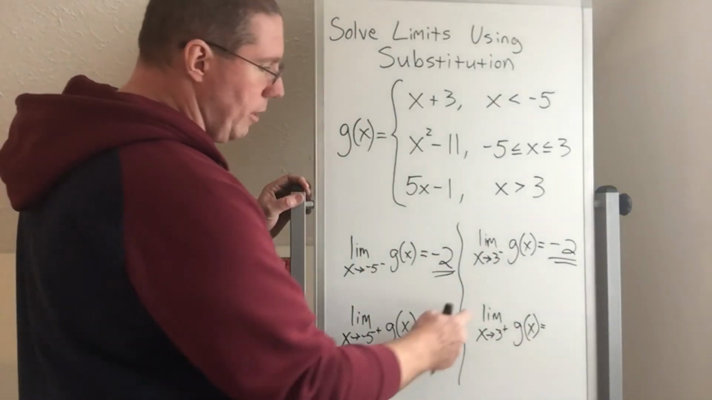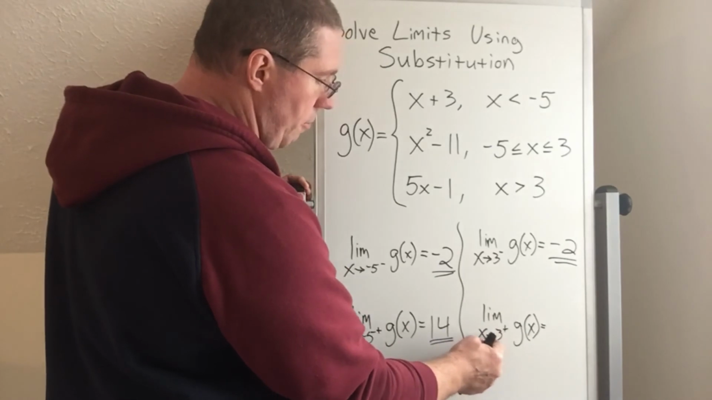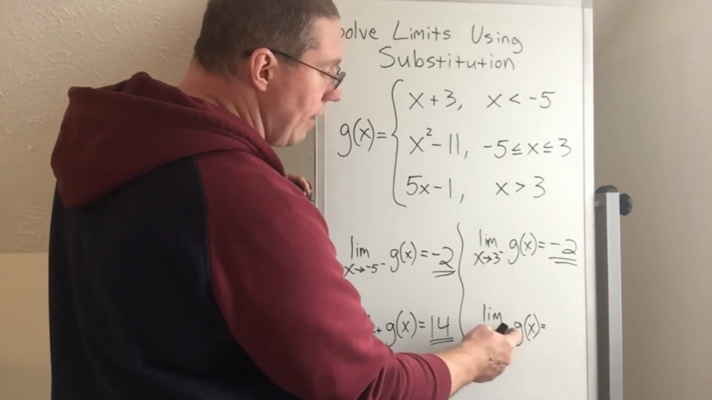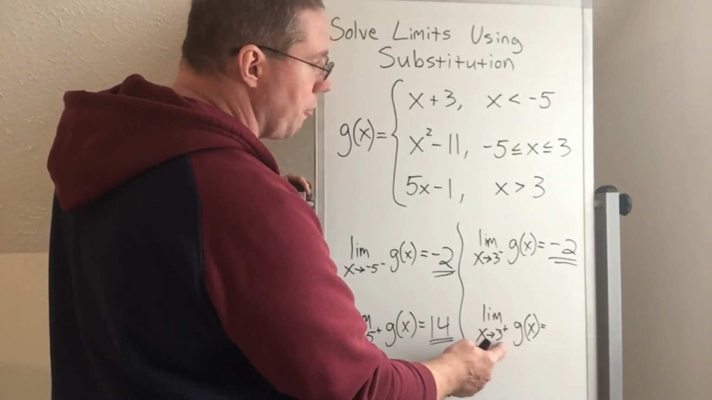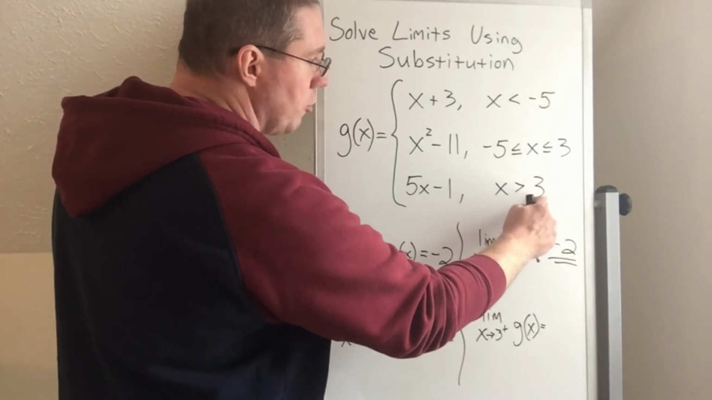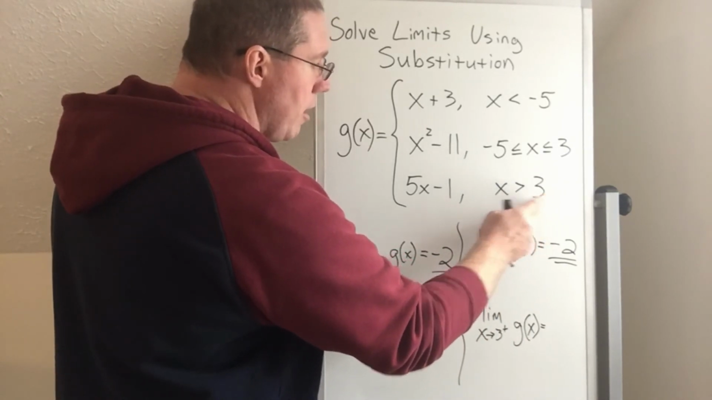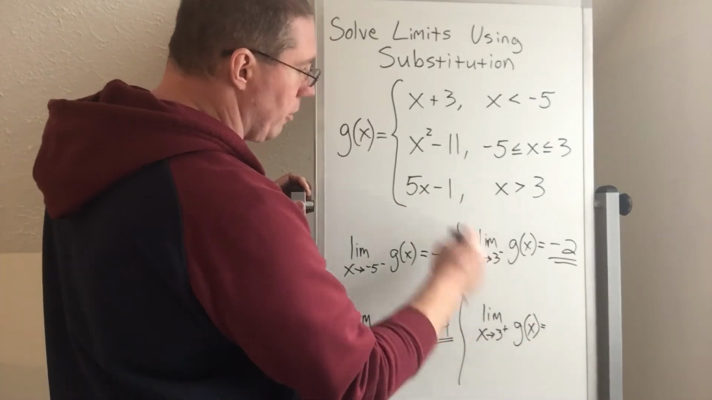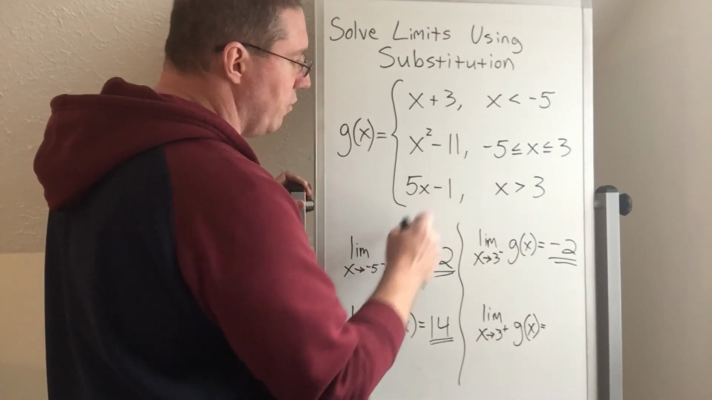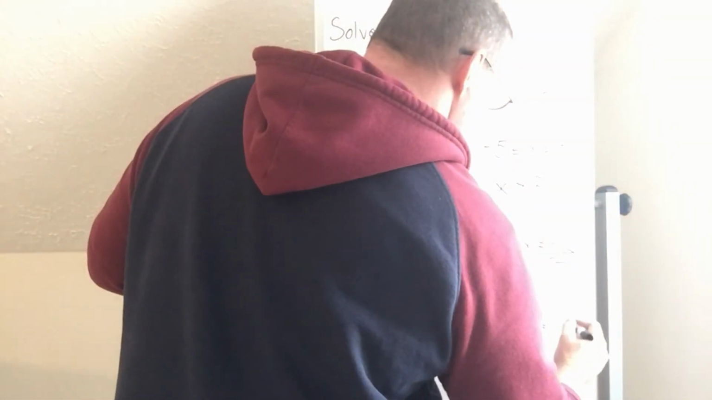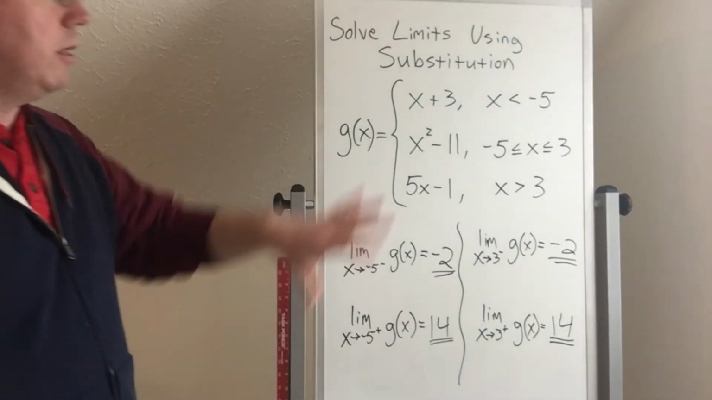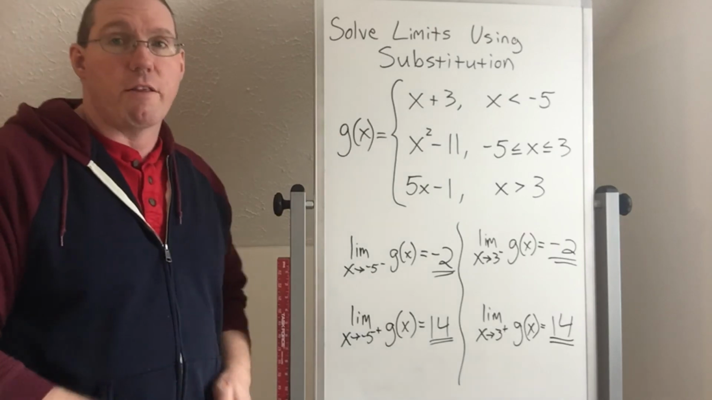And now this last one here says, what is the limit of g of x as x approaches 3 from the right side? That means these are numbers that are larger than 3. Well, that's this one here, x larger than 3. So we're going to plug 3 into this one for this particular limit. And 5 times 3, that's 15, minus 1, that's 14. And therefore, these are the answers to all of our one-sided limits based on this piecewise function.